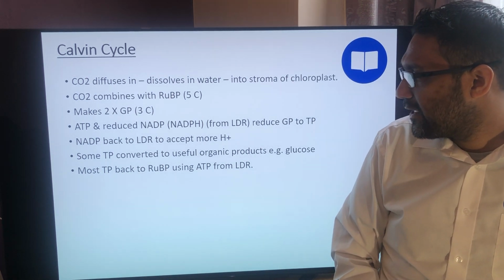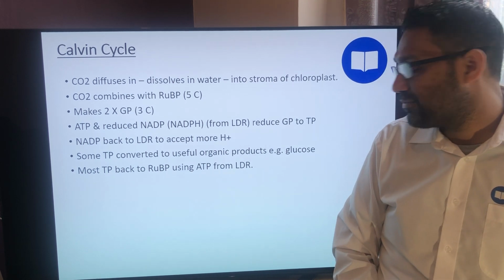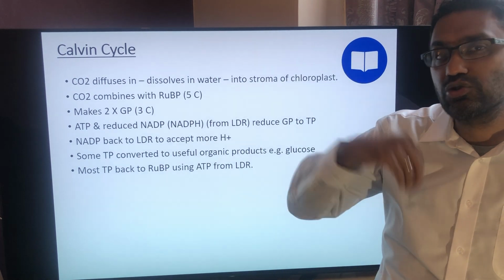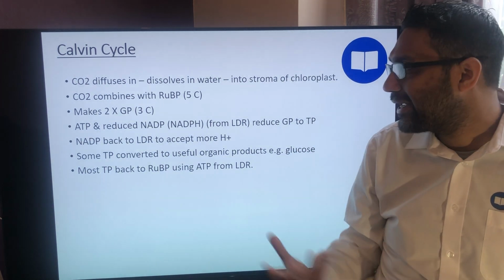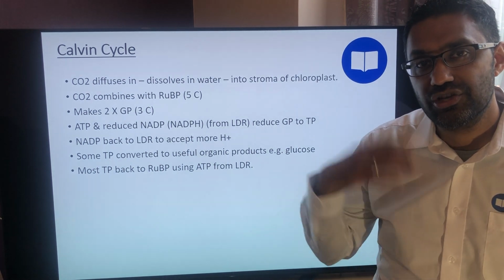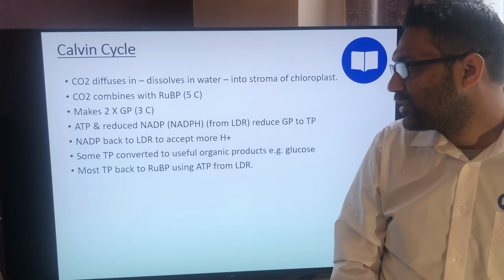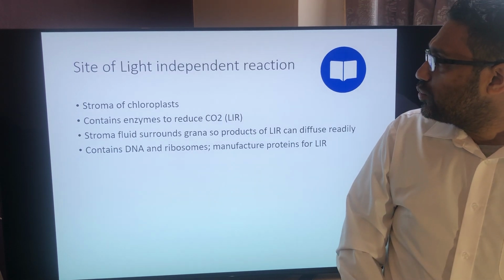Most of the TP goes back to make RuBP using ATP from the light-dependent reaction. That's why you need those protons to keep going through, so you can make lots of ATP, because you need lots of ATP for your Calvin cycle, because you're going to need 6 turns just to get 1 glucose molecule out of it. Okay, so where does it happen?